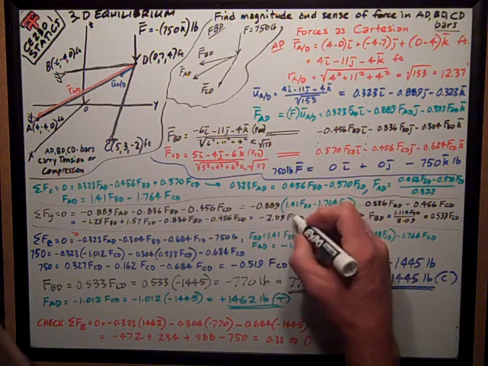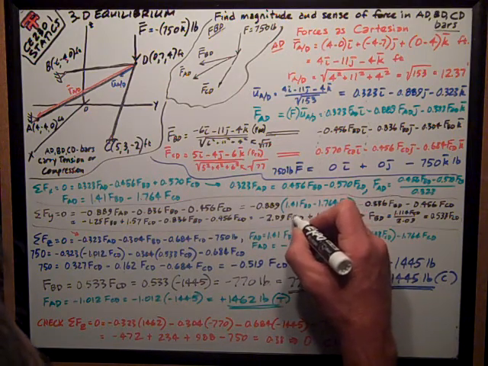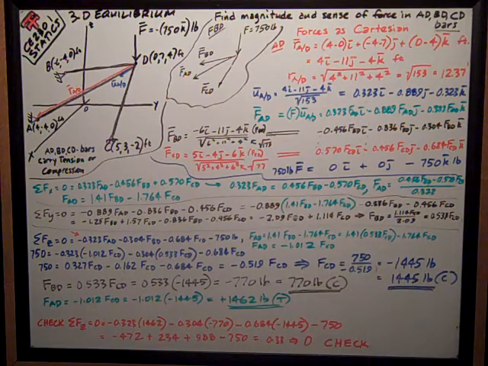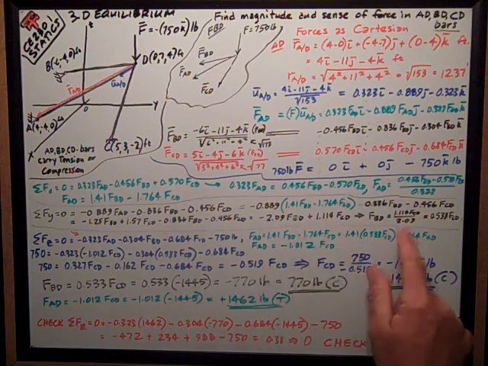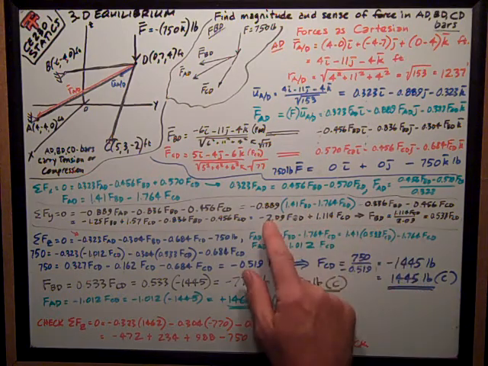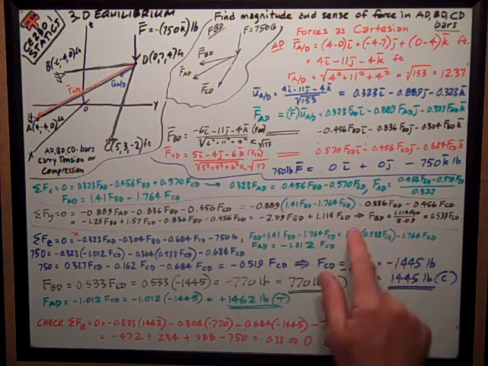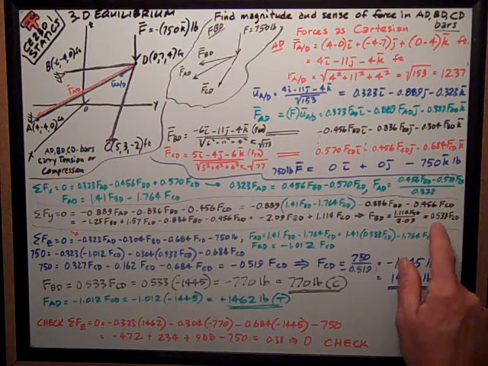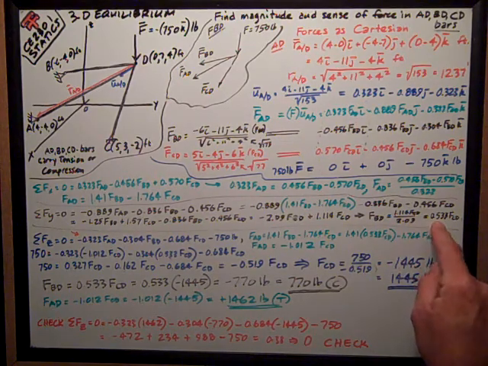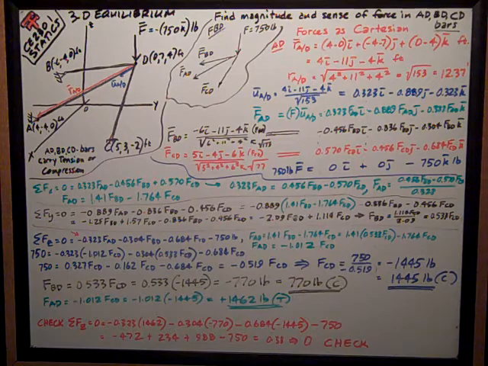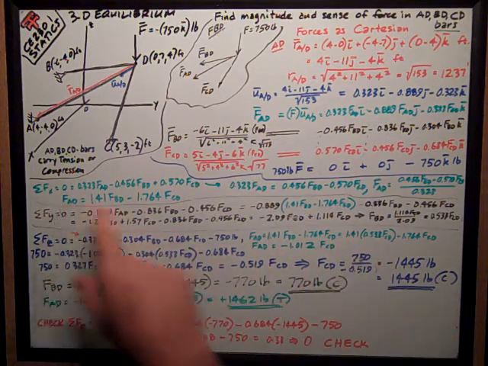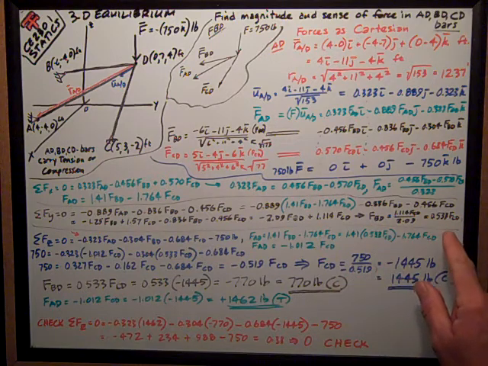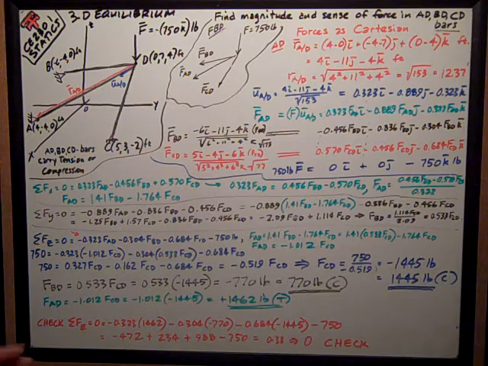Then I can rearrange that and get FBD. FBD is equal to this divided by 2.09, because I've taken this to the other side of the equal sign, so I've got all positives: 0.533 FCD. Now I've got FAD is equal to this and FBD is equal to this, in terms of FCD, times 0.533.